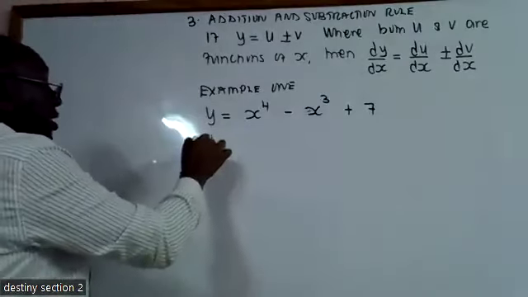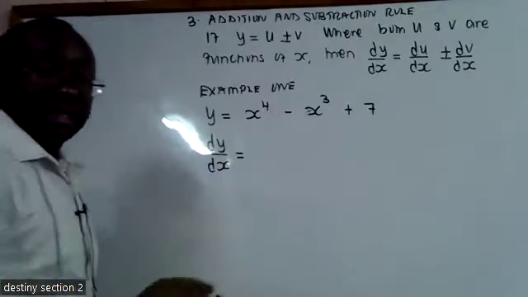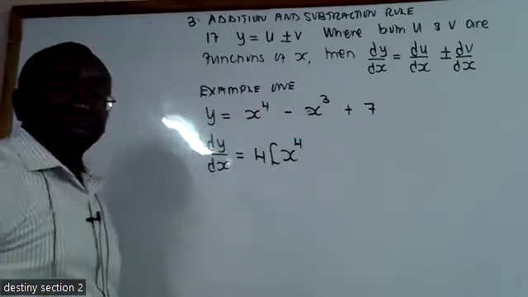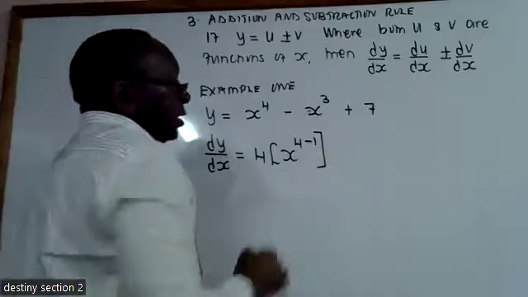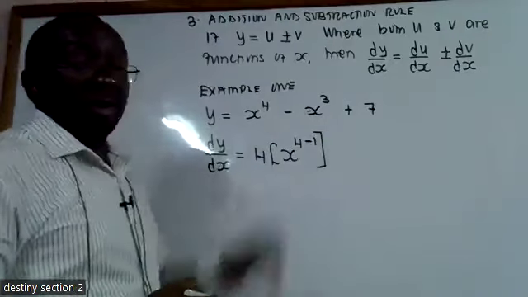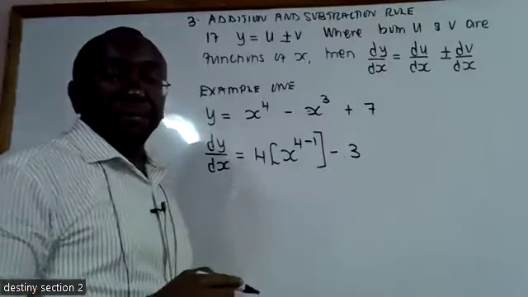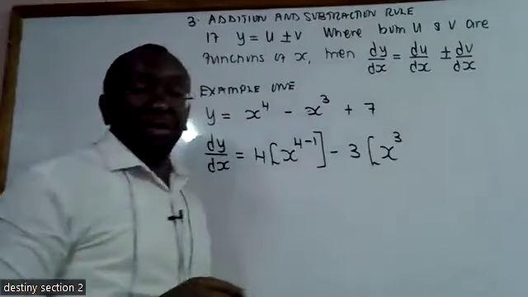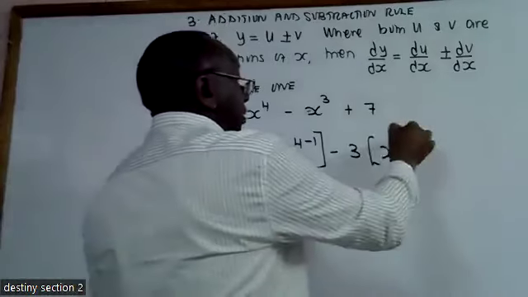Now, dy dx, it means you take this one, you differentiate as usual. That is 4x raised power 4. When you multiply, then you reduce by 1 that way. Just as we did with the general rule. Then you come to this other one and say minus, take the original power 3, then say x raised power 3. We have multiplied. Then you reduce by 1.